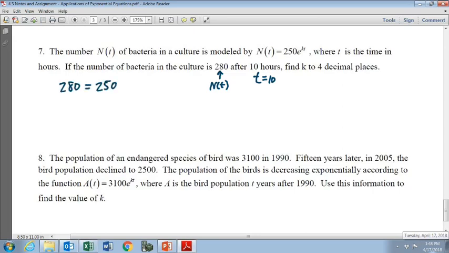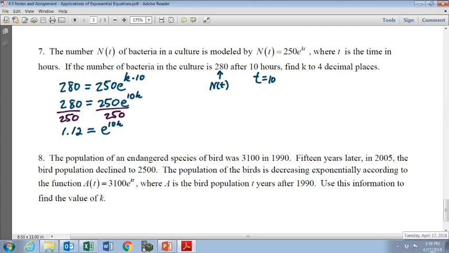So let's go ahead and plug our numbers in. I'm going to rewrite this so that you have the 10 before the k. So now we're solving an equation very similar to what we did in the last couple of problems. We've got too many parts here. We've got to get rid of that 250. So we'll divide each side by 250. So 280 divided by 250, we're going to get 1.12 is equal to e to the 10k power.